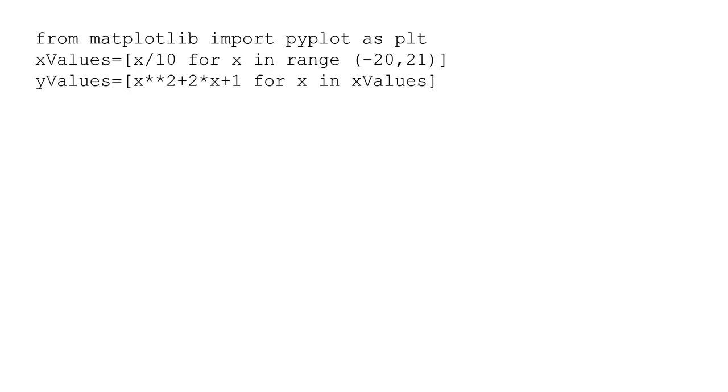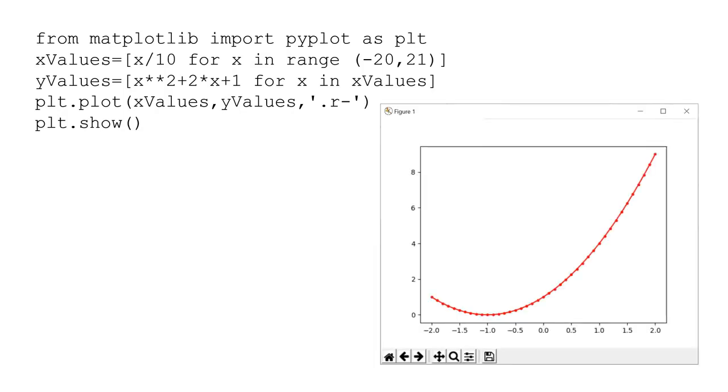plt.plot(x_values, y_values, '.-r'). This will plot the graph with a solid line in red color with the points marked on it. Then we say plt.show. The output produced by this code is shown. The list representing x values can also be a list of strings instead of numbers. In such a case, these x values are taken as labels and not as numerical values.